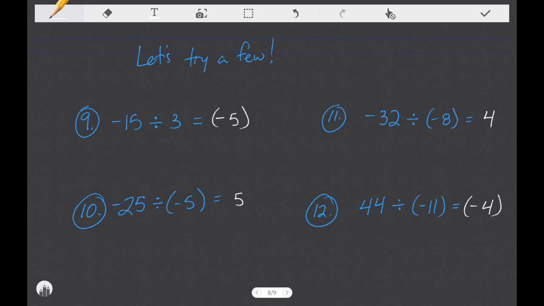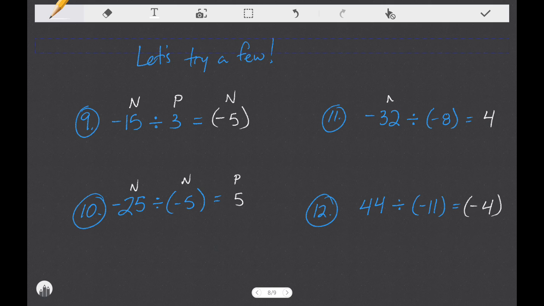Okay, for example 9, you should have gotten negative 5, and the reason is because you have a negative divided by a positive. You have one of each, therefore your answer is going to be negative. So simply 15 divided by 3 is 5. Number 10, you have a negative divided by a negative. They are both the same. That means your answer has to be positive. So it's just 25 divided by 5 is 5.